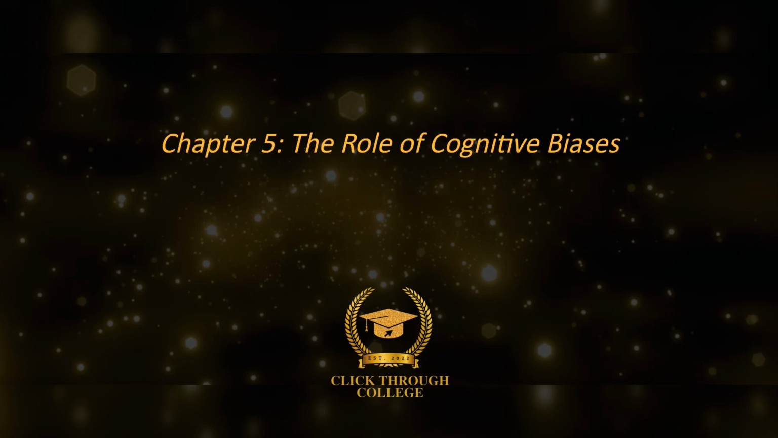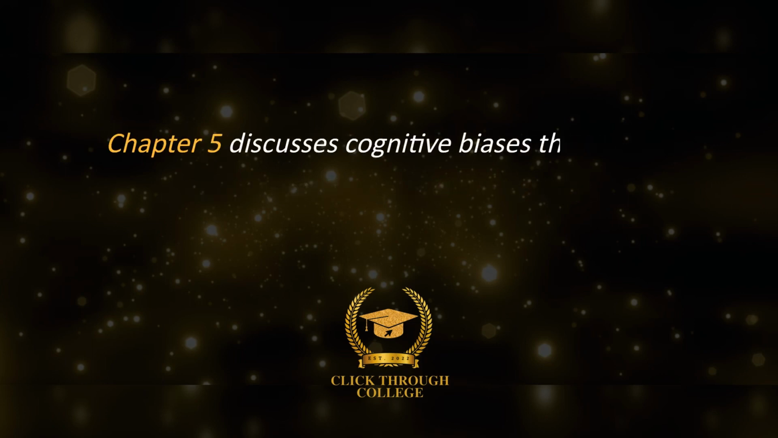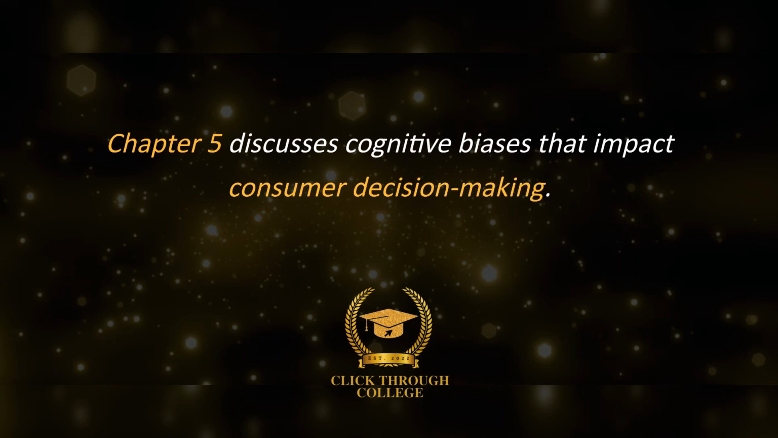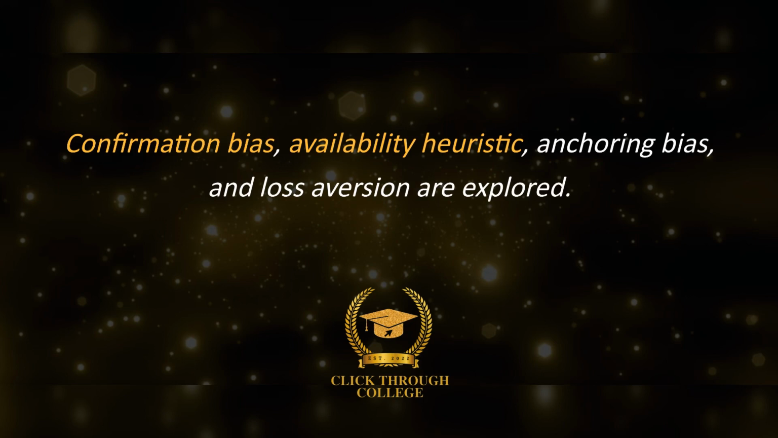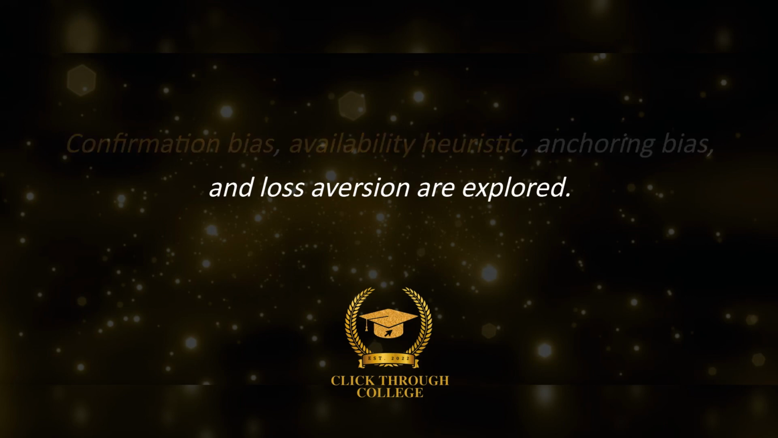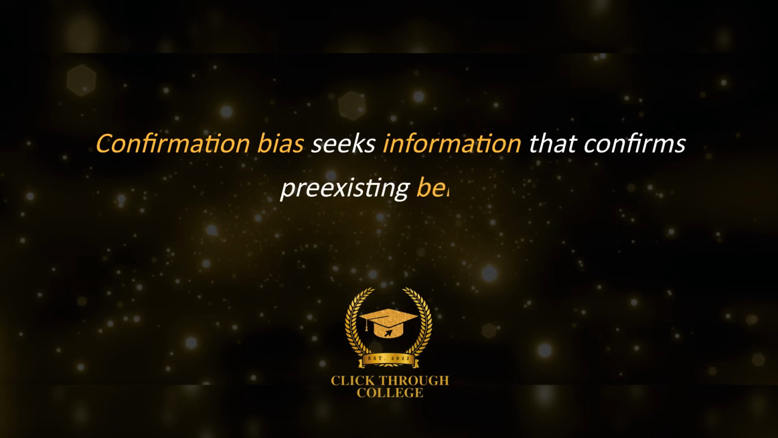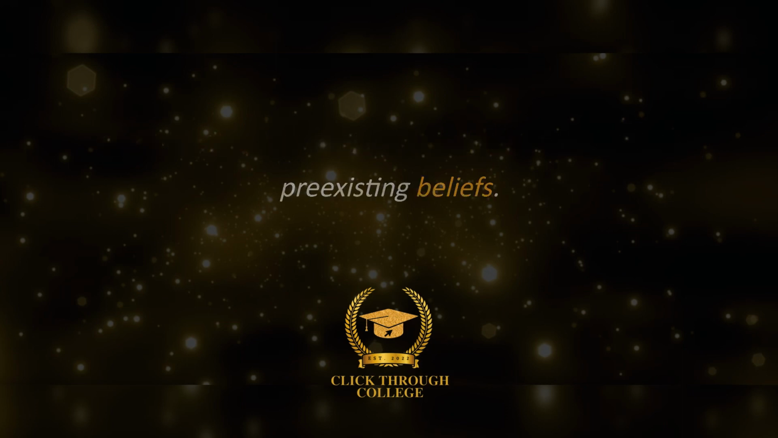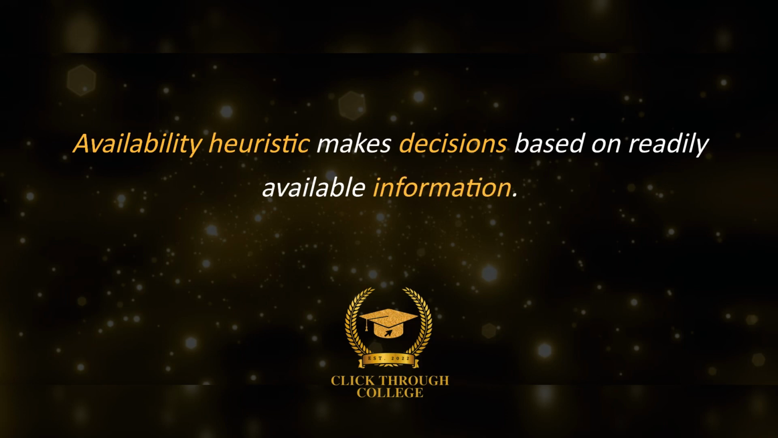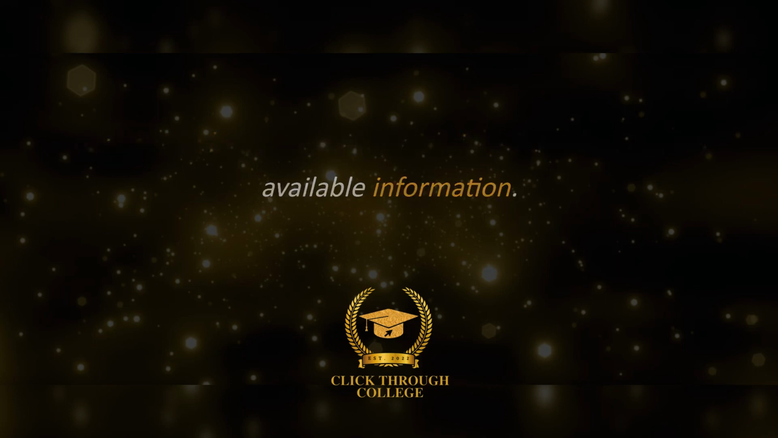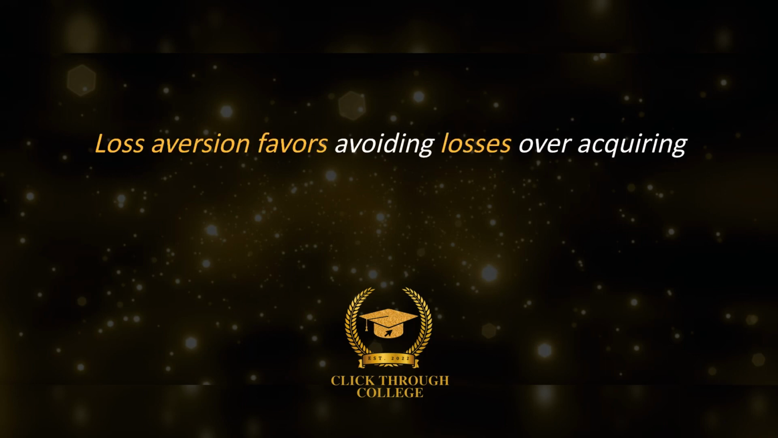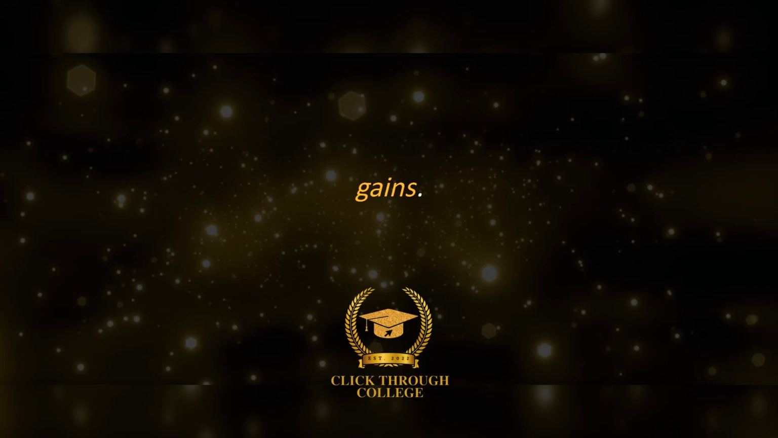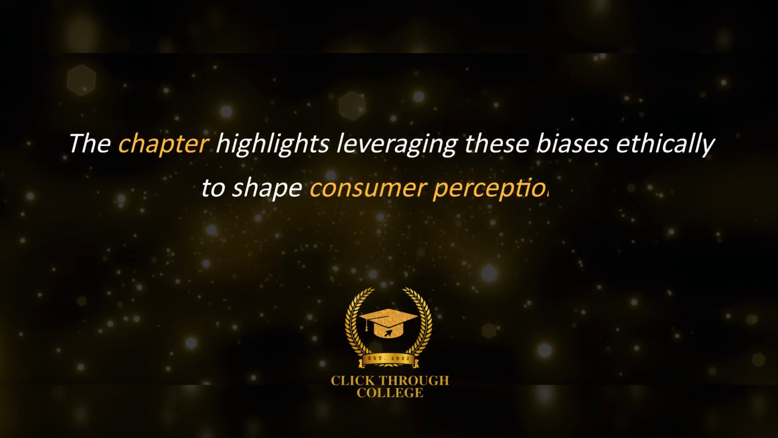Chapter 5, The Role of Cognitive Biases. Chapter 5 discusses cognitive biases that impact consumer decision-making. Confirmation bias, availability heuristic, anchoring bias, and loss aversion are explored. Confirmation bias seeks information that confirms pre-existing beliefs. Availability heuristic makes decisions based on readily available information. Anchoring bias relies heavily on initial information. Loss aversion favors avoiding losses over acquiring gains. The chapter highlights leveraging these biases ethically to shape consumer perceptions.